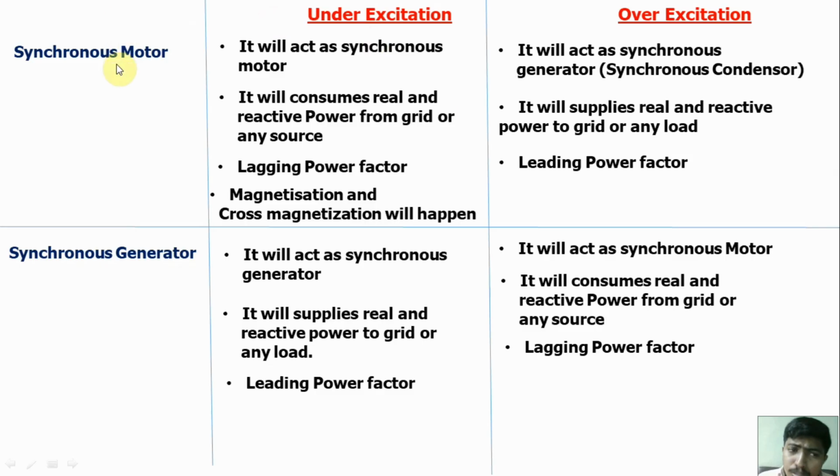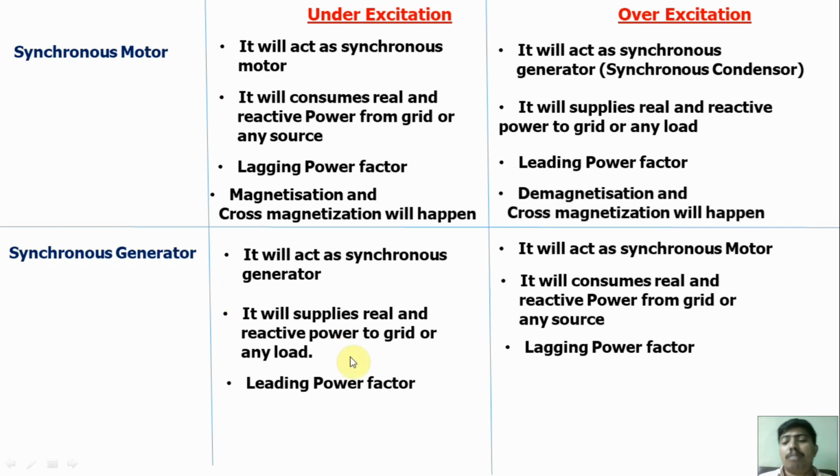If a synchronous motor acts as a synchronous generator, or a synchronous generator acts as a synchronous motor, then the armature reaction will be demagnetization and cross magnetization. We have to remember this. If the behavior of the synchronous motor or synchronous generator does not change, then the magnetization and cross magnetization effect will happen. If the behavior of the motor or generator changes, then the armature reaction will be demagnetization and cross magnetization.